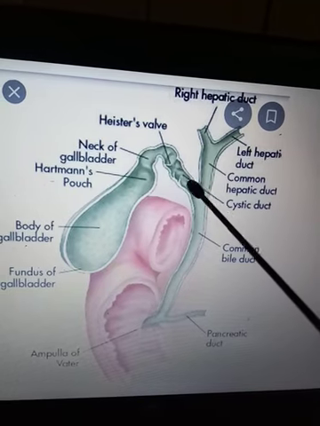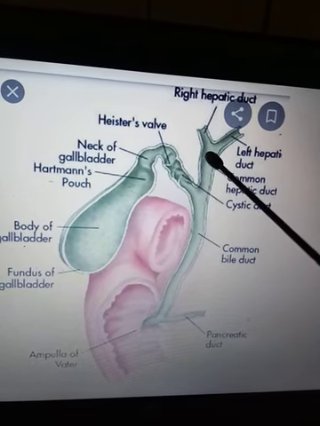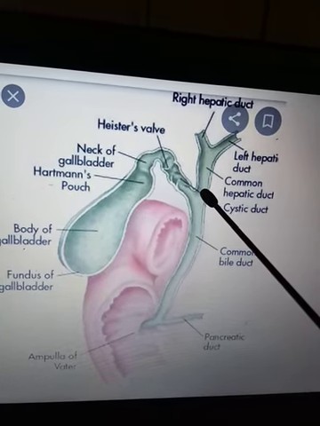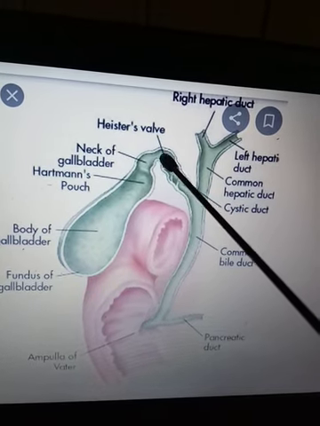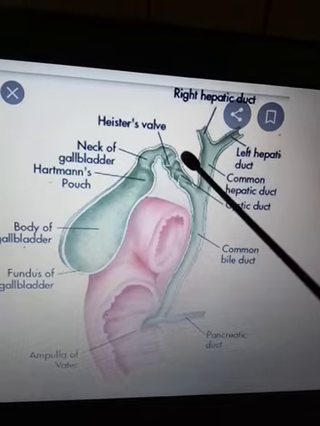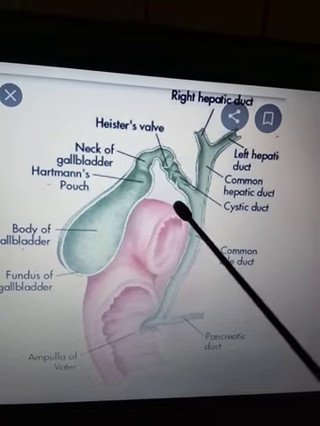After that, when the right hepatic duct and the left hepatic duct form the common duct, just 3 centimeters after the formation of the common duct, it is being joined by the cystic duct, which is the duct of the gallbladder.